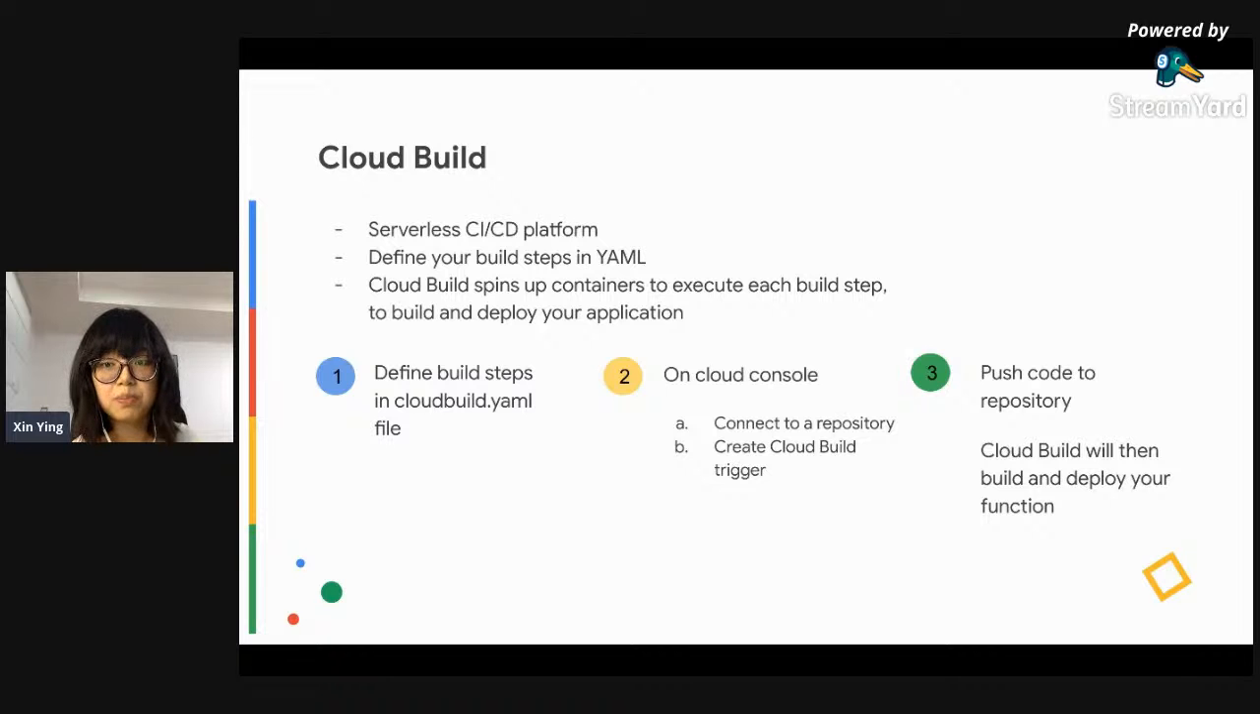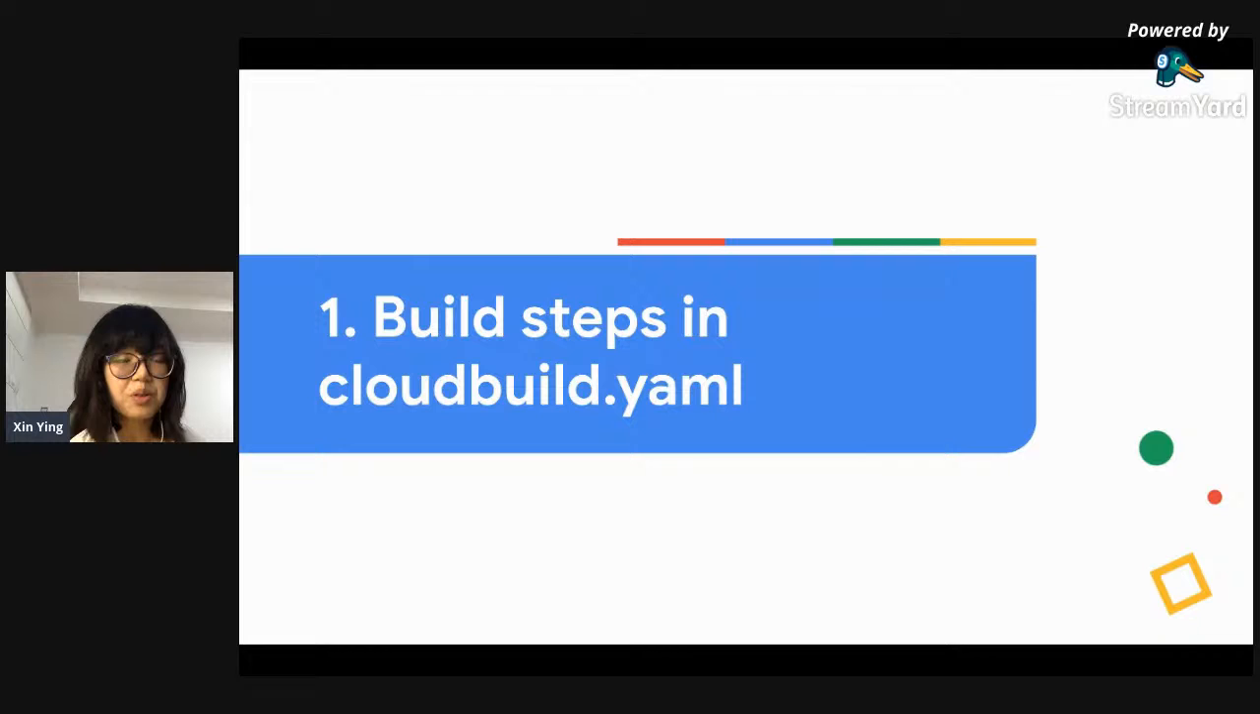And then you push the code to the repository, and it should trigger the Cloud Build trigger, which would then build and deploy a pipeline, your function. I'll show you how it works. We'll go through each of them step by step. So firstly, we will write down the build steps in the Cloud Build YAML file.